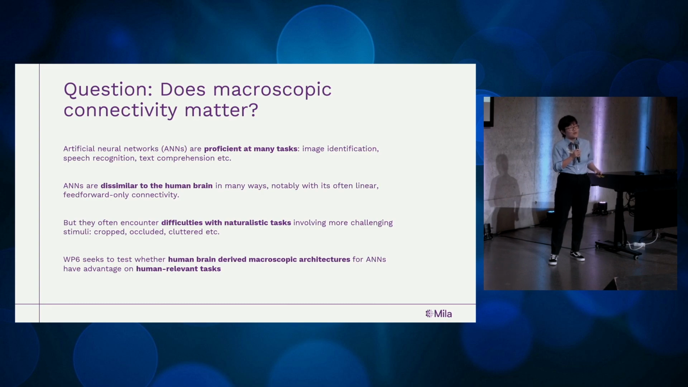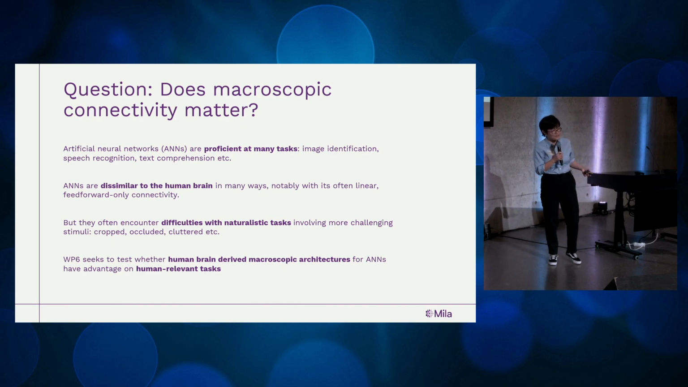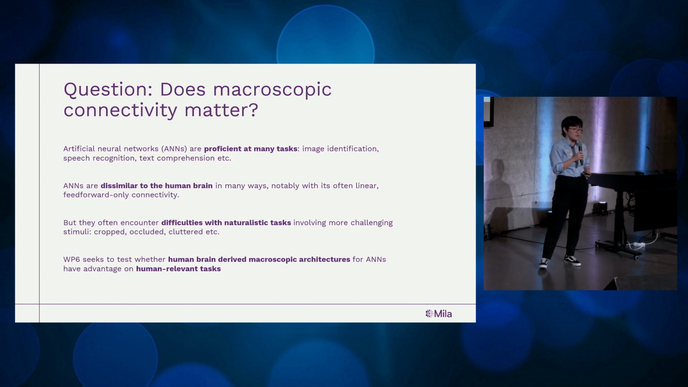So, as we all know, AI has been developing very rapidly over the recent years, and ANNs are nowadays quite proficient at tasks in many different domains, from image recognition to speech recognition and speech prediction and so forth. But these ANNs are often quite dissimilar to the brain, particularly with respect to its linear, often feed-forward only architecture. And possibly due to this dissimilarity, you often see ANNs struggle with more naturalistic tasks, with more challenging and obtuse stimuli, such as occluded and cluttered stimuli, so to speak.